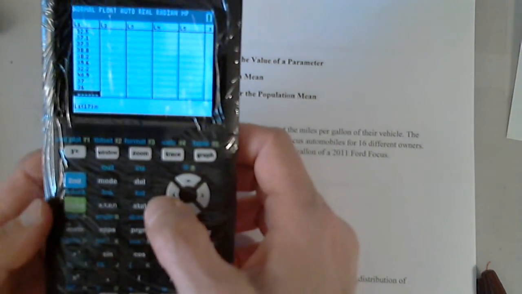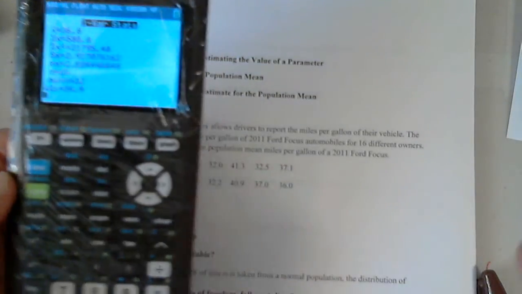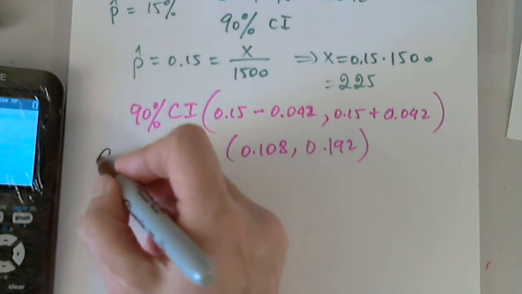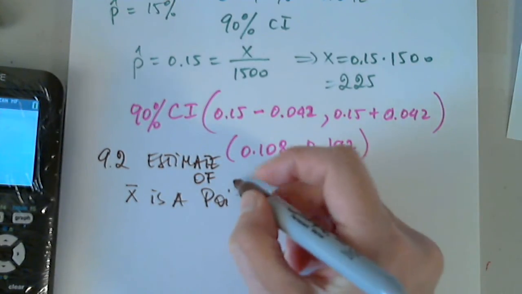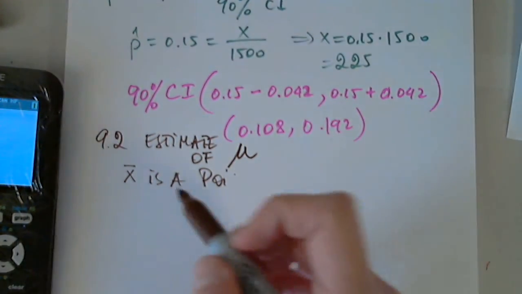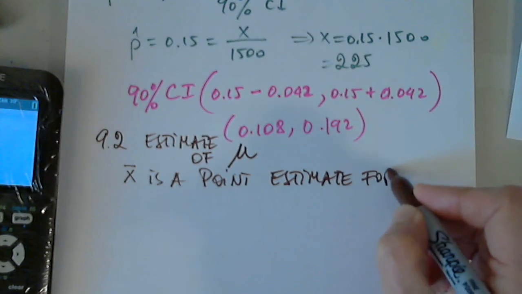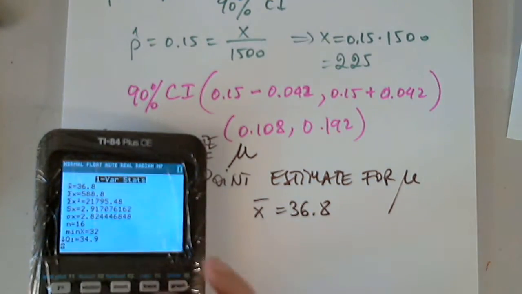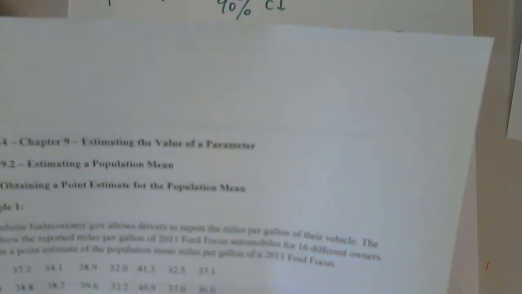And then very easily I go to stats, calculations, one variable stat, list L1, yes, yes, yes, done. So for the first example, X bar is a point estimate of mu, the population mean. So X bar is a point estimate for mu, and in this case, X bar is 36.8. That was our first example.